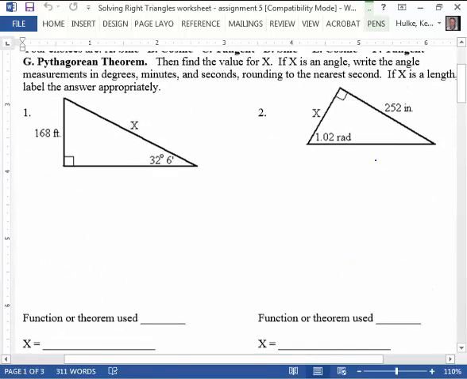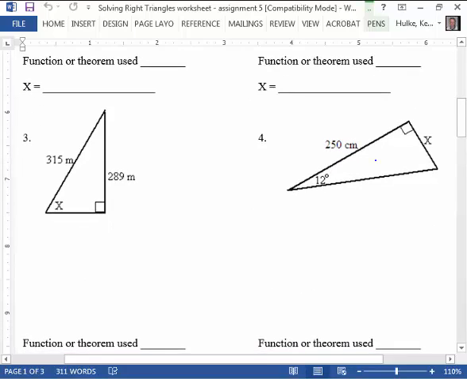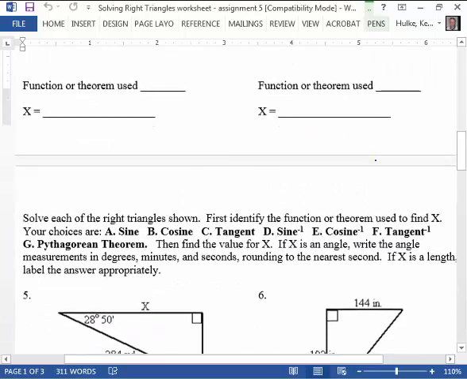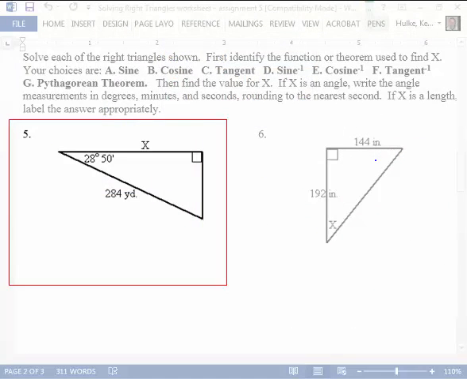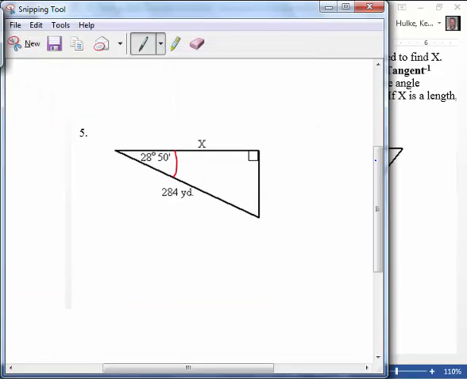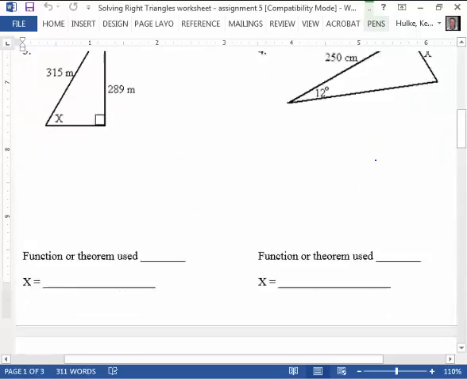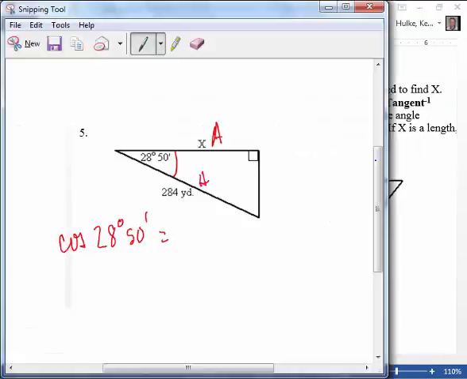Did I do number 3? I don't know if I did number 3. Don't remember. Number 5. Okay, so for this angle, this is the adjacent side and this is the hypotenuse. So we would have cosine 28 degrees 50 minutes is, I'm not so sure with that last one. That was exactly 12 degrees. Okay. It's just sometimes they're a little inconsistent here, aren't they?